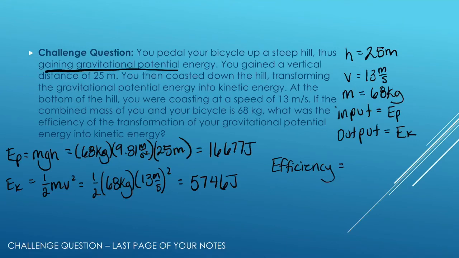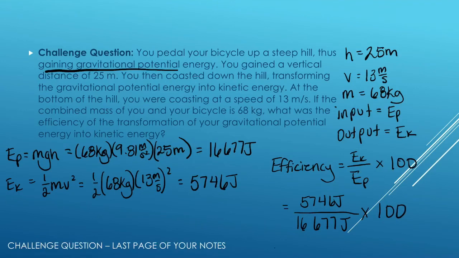So it's our output divided by our input. Okay, so in that case, it's our kinetic energy divided by our potential energy times 100. So the kinetic energy we got as output was 5,746 joules. And our input was 16,677 joules. They're both in joules, so that's good, times 100. Oh, and I just barely have enough room down here. Yeah, this is not very efficient, but they probably had to apply the brakes. Okay, here I only need 2 significant digits, so my final answer is 34%. And there we go. We're done.